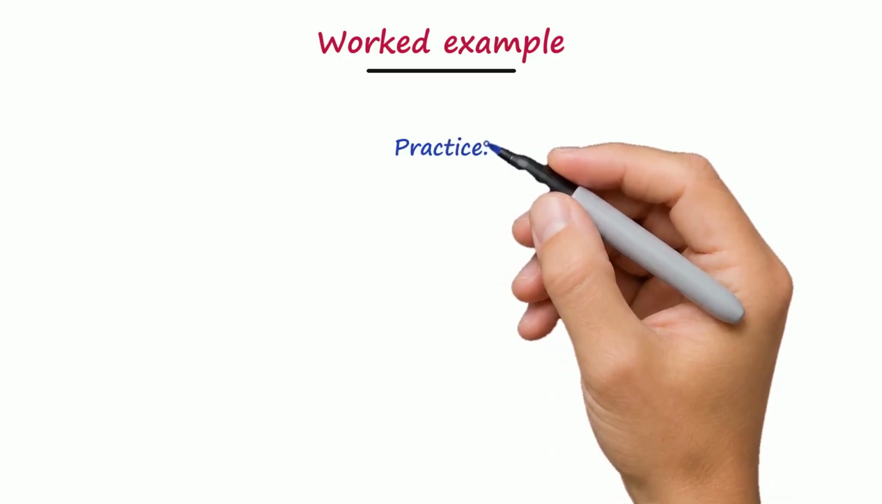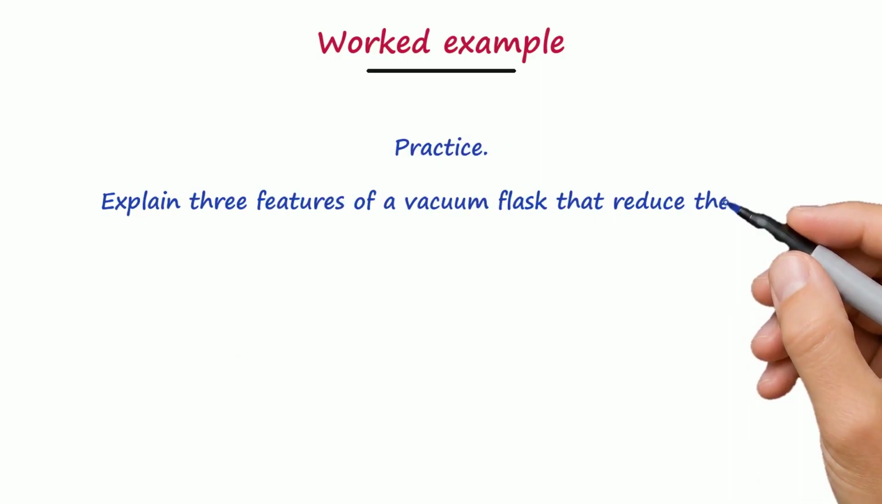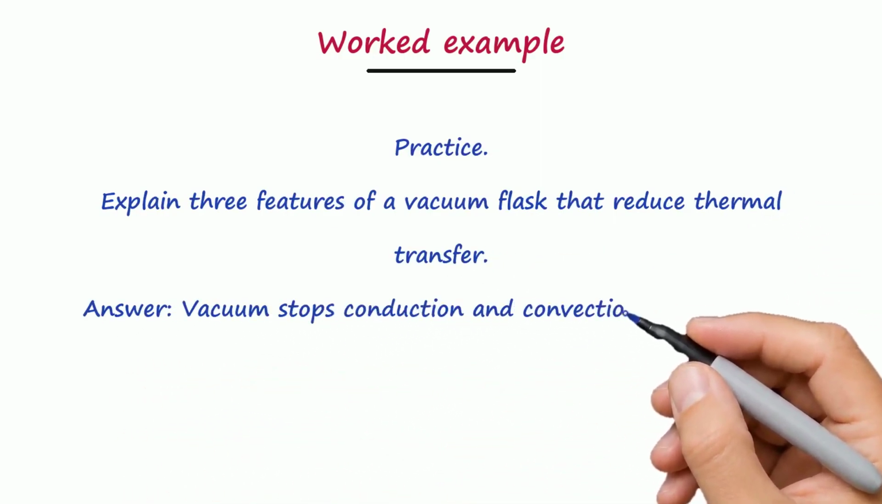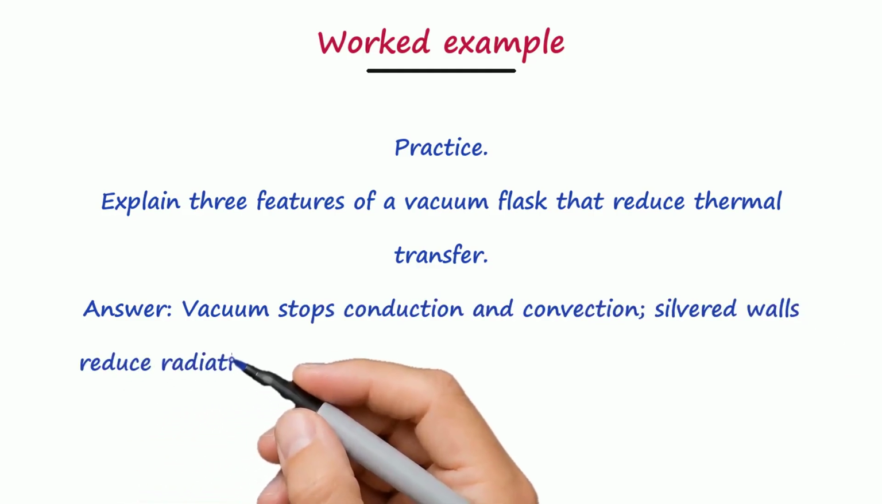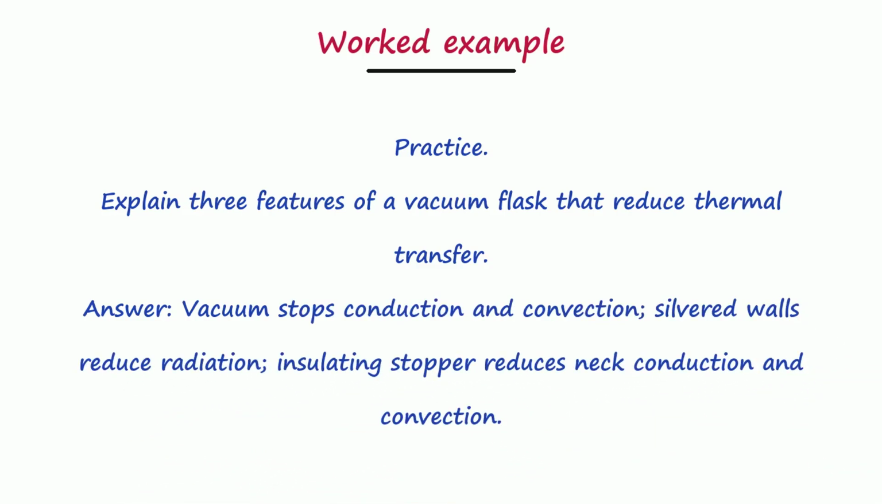Practice. Explain three features of a vacuum flask that reduce thermal transfer. Answer: vacuum stops conduction and convection, silvered walls reduce radiation, insulating stopper reduces neck conduction and convection.